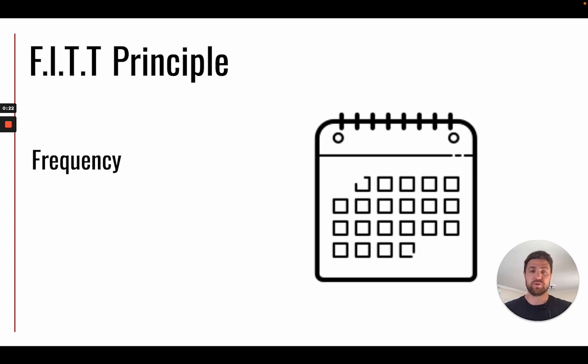F stands for frequency. So first we need to know how many times we're going to train. That could be either per week, per month, sometimes even per day if you're talking about elite athletes. Sometimes they're training twice a day, and how often you train is going to impact the type of training they do and the rest of the FIT principle, which we'll talk about. So how often you train is the first one we want to think about.